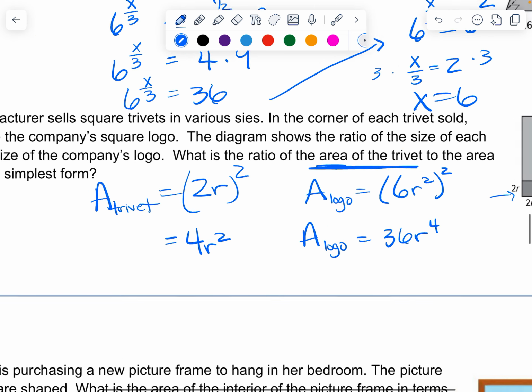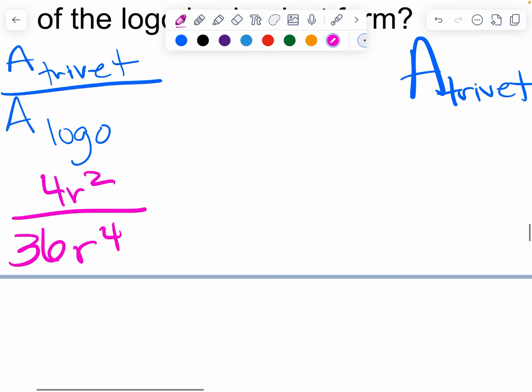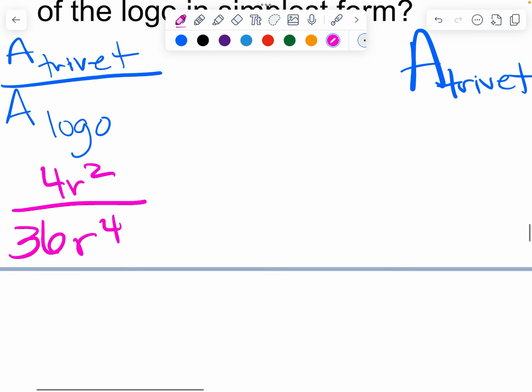Now, this is asking for the area of the trivet, which is 4r squared over the area of the logo, 36r to the 4th. I'm going to simplify my fraction. 4 goes into 36 9 times. So now I have 1 over 9. If I have 2 r's on top and 4 r's on bottom, it gets me r squared.